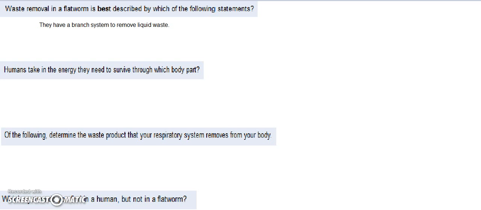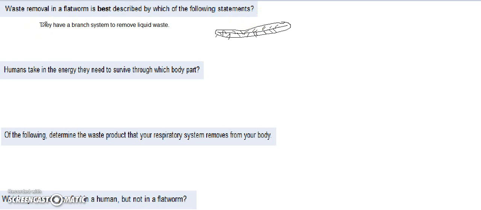And then if we look at a flatworm, this is our flatworm. So they have kind of this system. There's something that goes down the middle, and then it branches off just like this, and it collects all the liquid waste, and then the liquid waste goes out pores in their skin, kind of like how we sweat. Their liquid waste is a different composition than our sweat, but it's kind of the same idea.